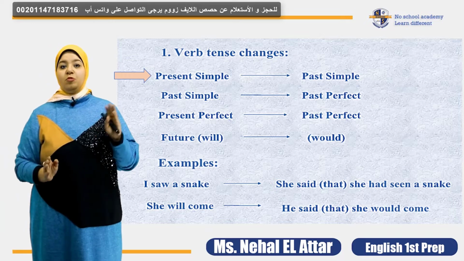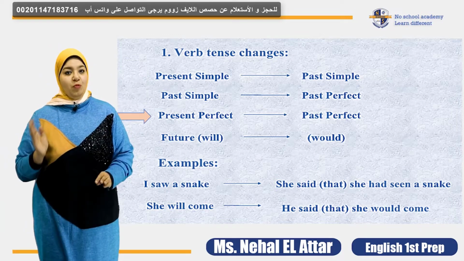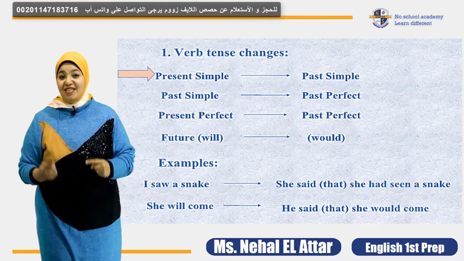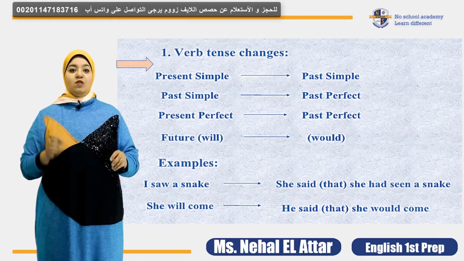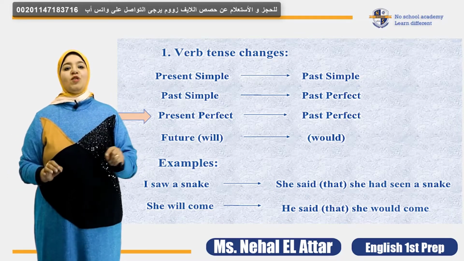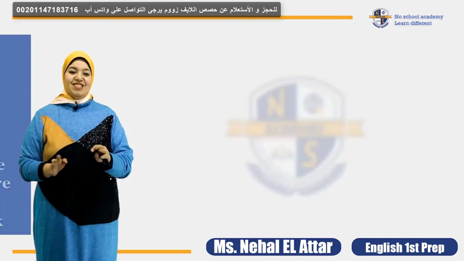Present simple, past simple, past simple, past perfect, present perfect, past perfect, will, would, can, could, shall, should, and so on. Again, can you say it as a tongue twister like this? Present simple, past simple, past simple, past perfect, present perfect, past perfect, will, would, shall, should, can, could, and so on. Okay? This is the verb change.